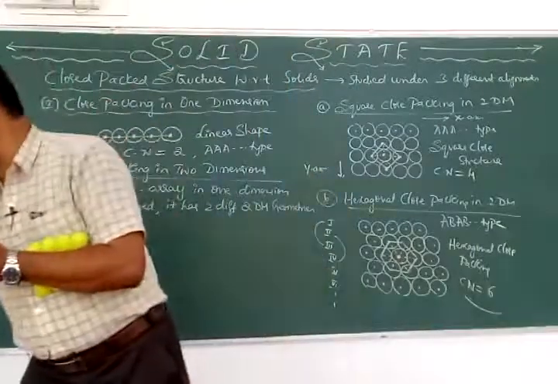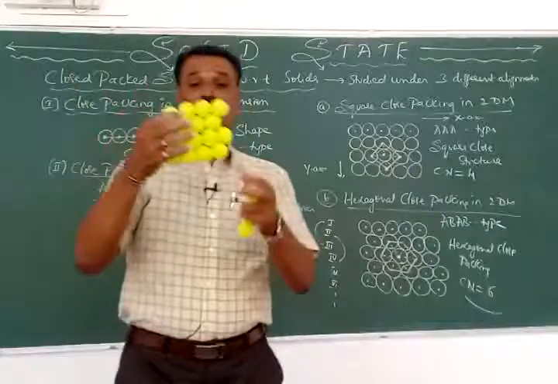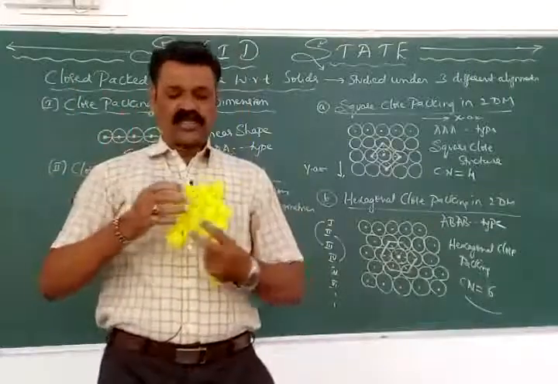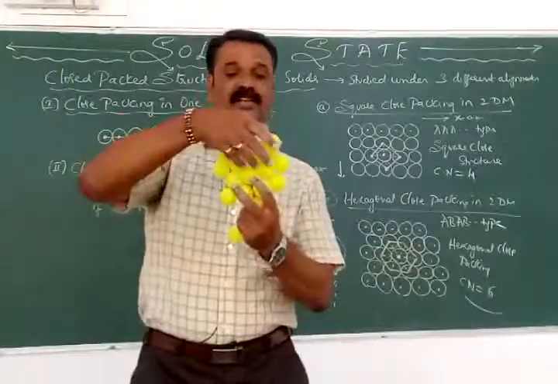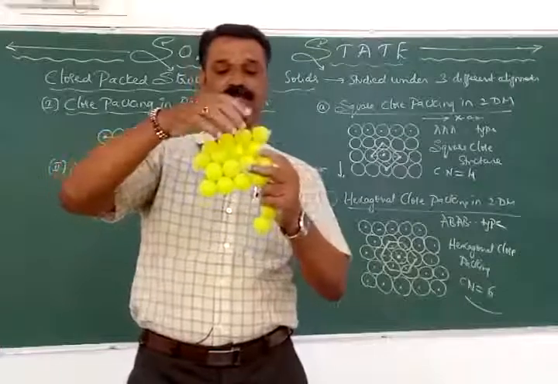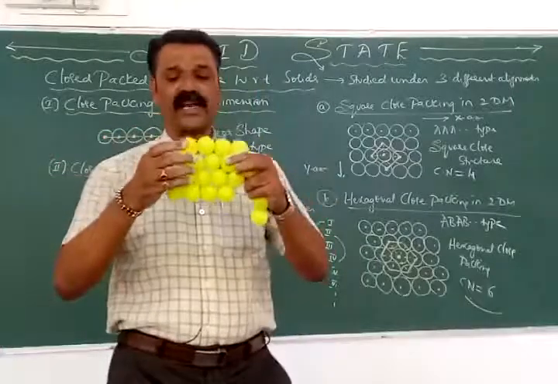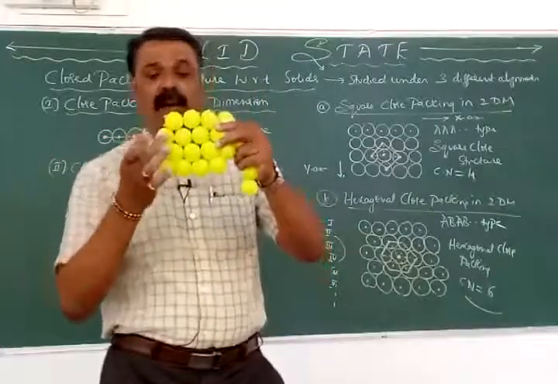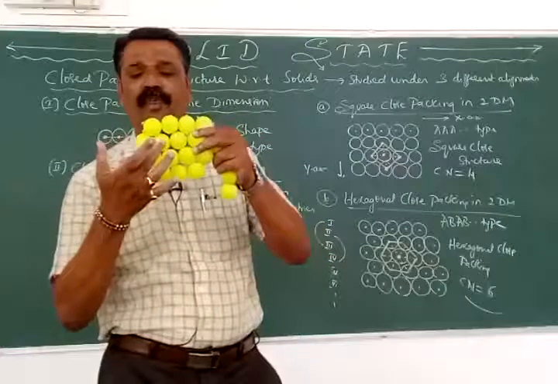But if this be the case, so assume that this is the same as usual. The first layer is the same. What is that? AA type. But here in the second layer, the particle is situated in between the two.